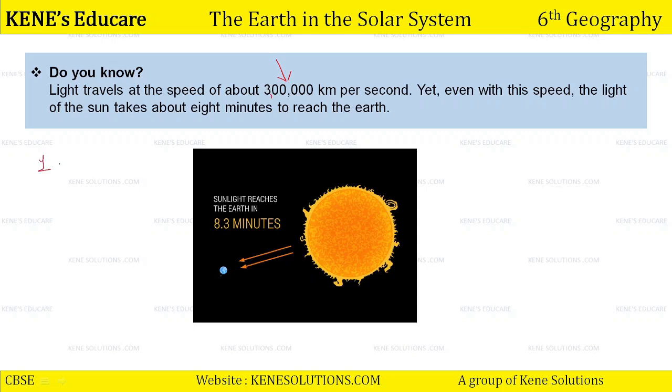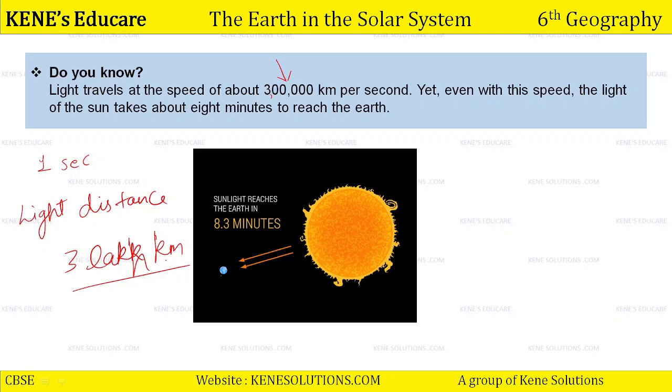Iska matlab ye hai ki har 1 second mein light kitna distance cover kar leti hai? 3 lakh km ka distance cover kar leti hai. Itni tez hoti hai speed of light. Theek hai? Speed of light itni tez hoti hai ki har second mein 3 lakh kilometer ka distance pura kar leti hai. Yet, even with this speed, the light of the sun takes about 8 minutes to reach the earth. Iske bavajood bhi, itni tez speed hone ke bavajood bhi, it takes 8 minutes for the sunlight to reach Earth.